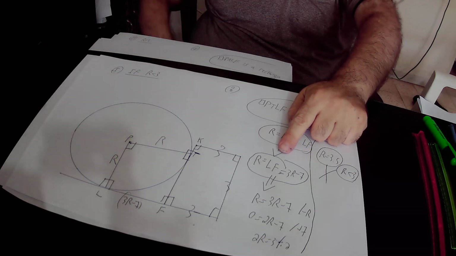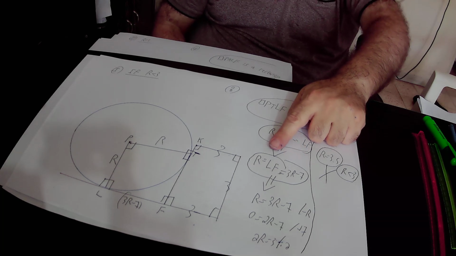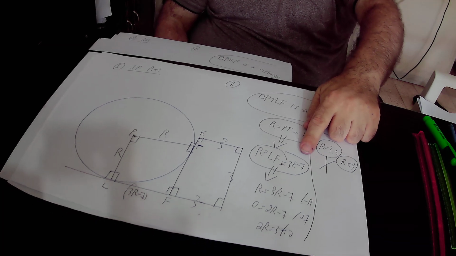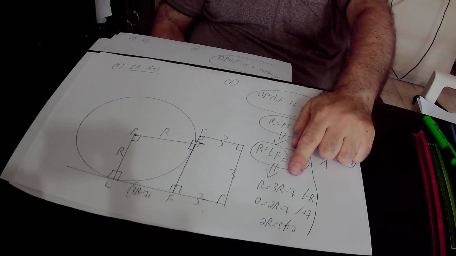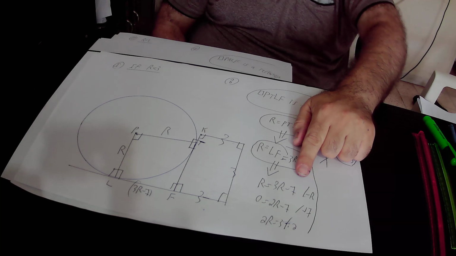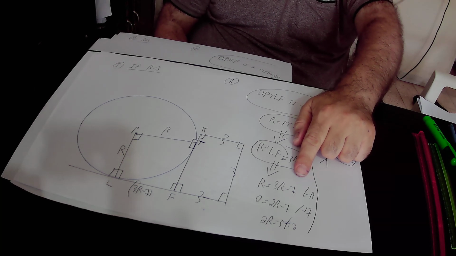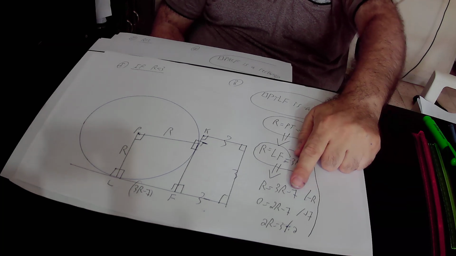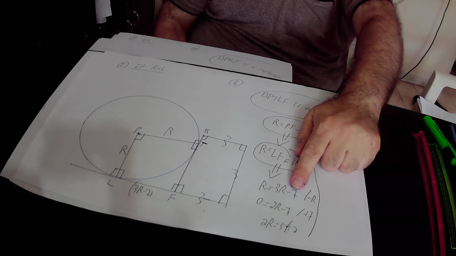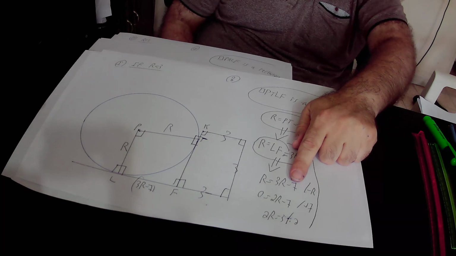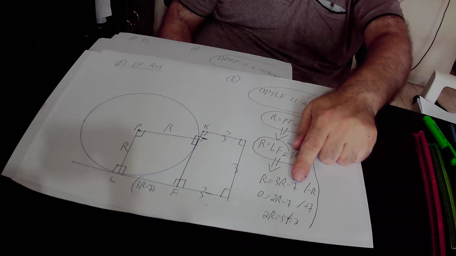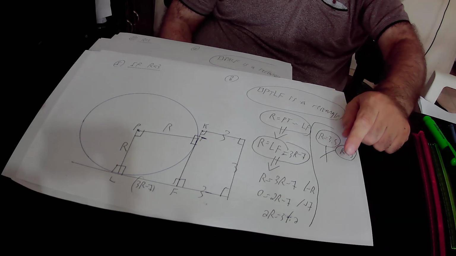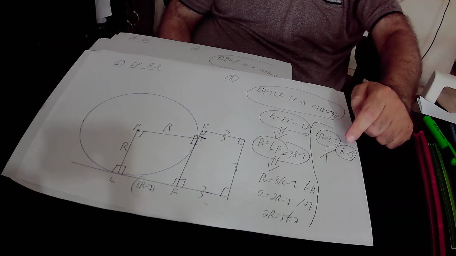So here, from this equation, R equals LF equals 3R minus 7, we will derive that R equals 3R minus 7. Here, we subtracted R from this equation, and found out that R minus R is 0 and 3R minus R is 2R. So in conclusion, we found out that 0 equals 2R minus 7. We added 7 to this equation and found out that 2R equals 7. We divided this equation by 2 and we found out that R equals 3.5 units.